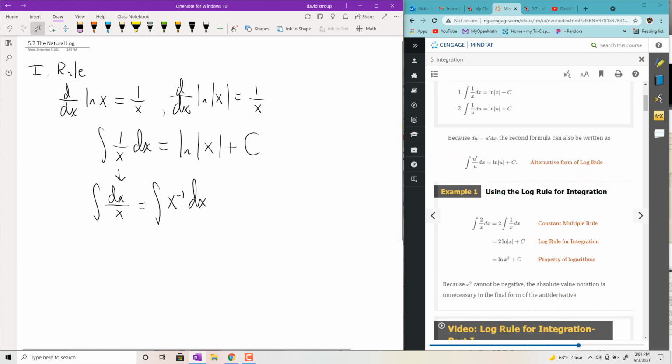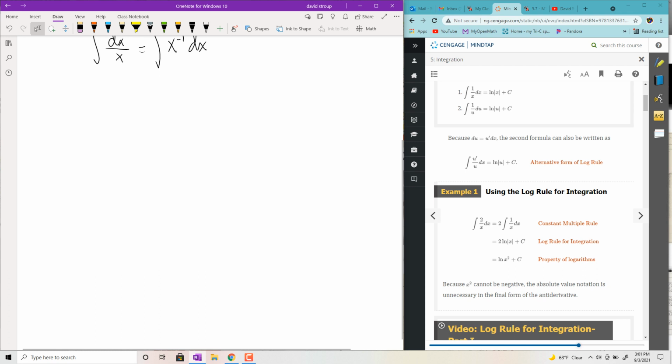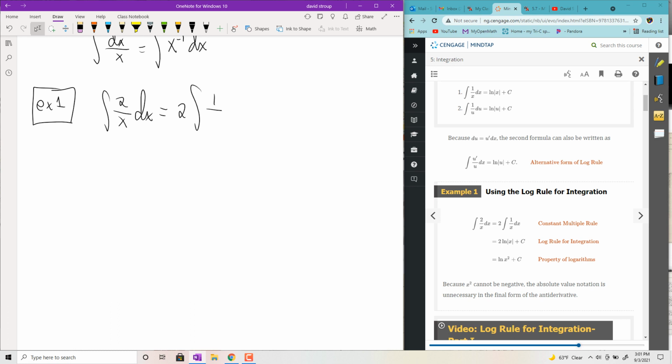So let's look at, I guess, example 1 in the book. And we have the integral of 2 over x dx. So with integrals, the first thing you generally will want to do is factor out any constants. So there's a factor of 2 we could pull out of the integral, and then you're left with 1 over x dx, which is the natural log. Okay, so you got 2 ln absolute value of x plus c.